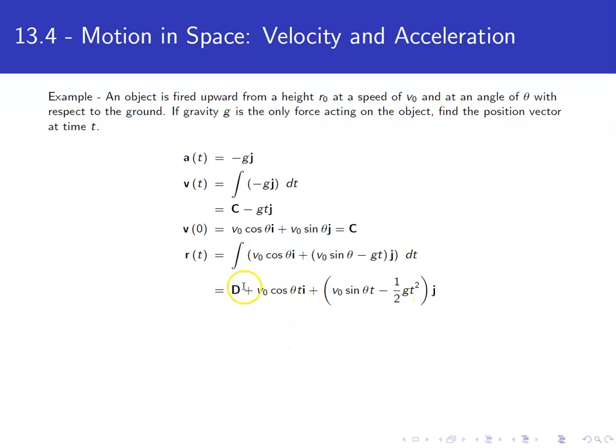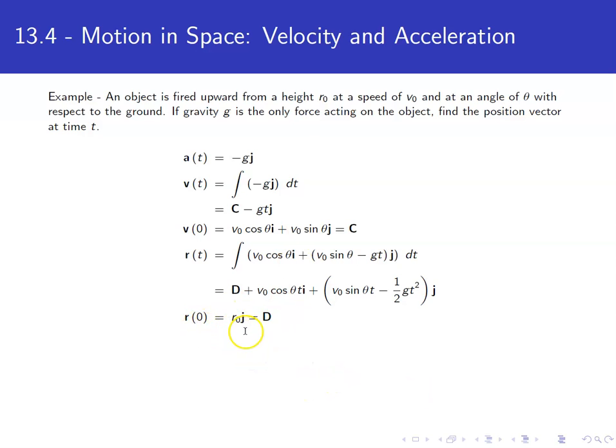And we have another arbitrary constant. We're told that the object is fired upward from a height of r0. Well, the r0 is talking about distance above ground level. We haven't moved left or right at all.